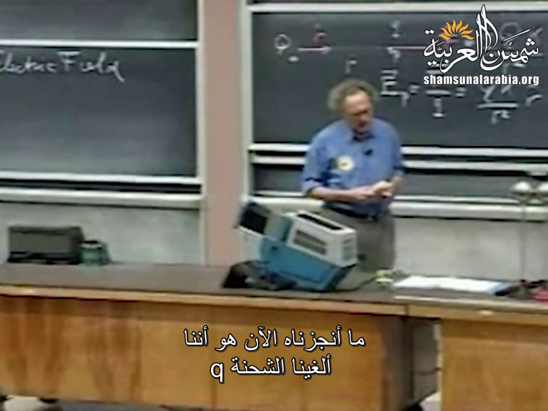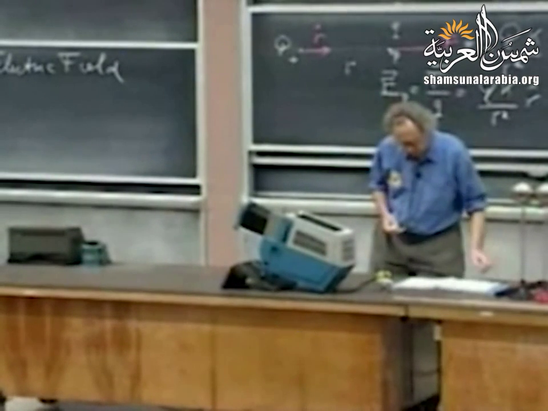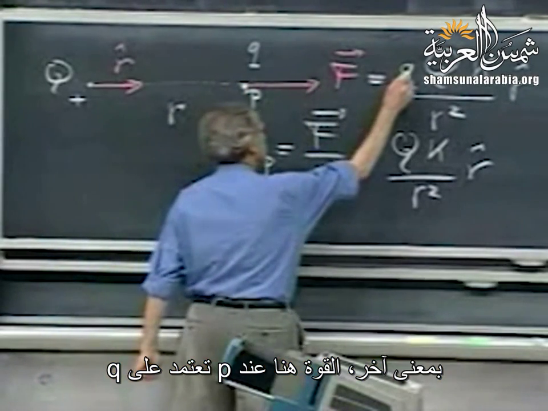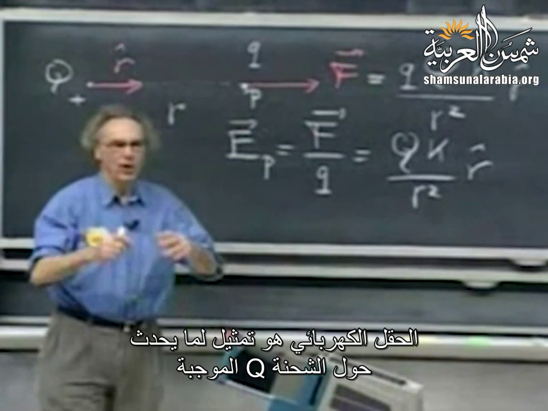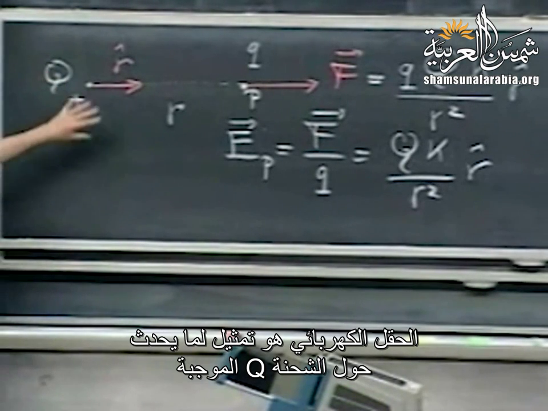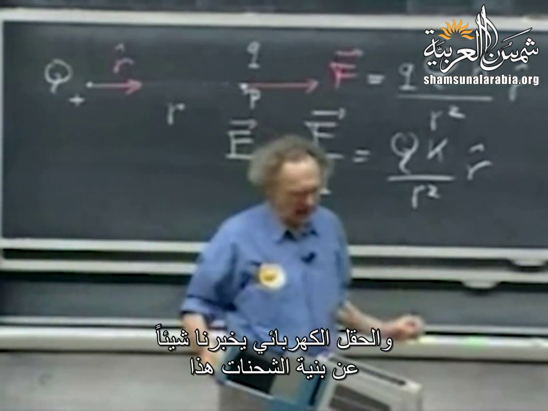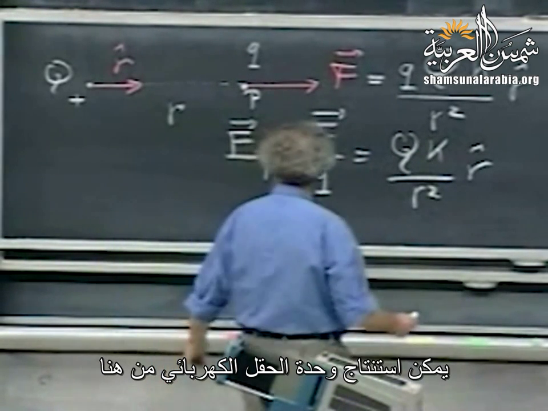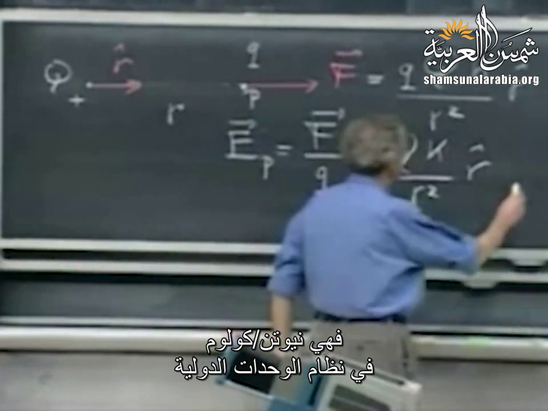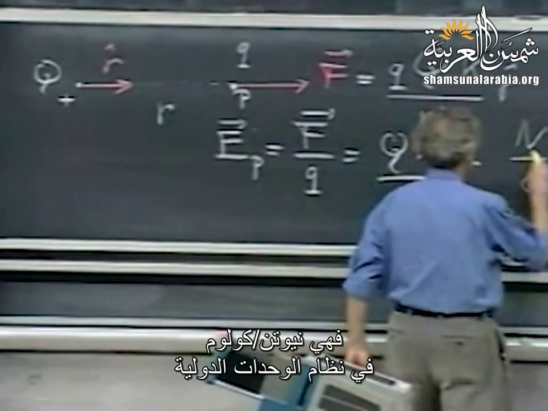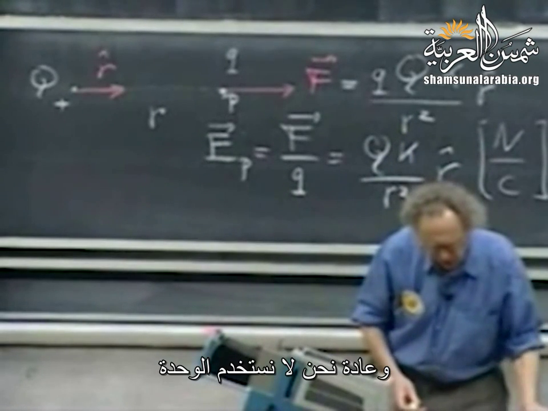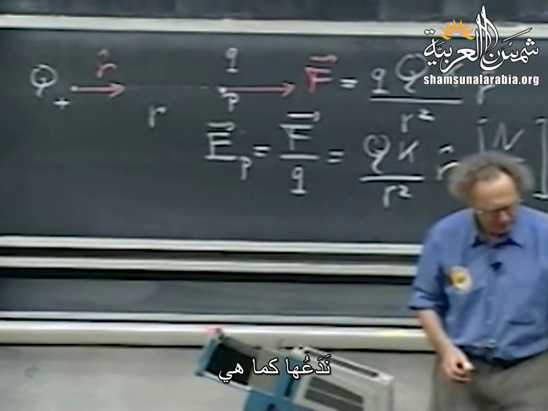What you have gained now is that you have taken out the little q. In other words, the force here depends on little q. The electric field does not. So the electric field is a representation for what happens around the charge plus q. This could be a very complicated charge configuration, and electric field tells you something about that charge configuration. The unit for electric field, you can see, is newtons divided by Coulomb in SI units. And normally we won't even indicate the unit. We just leave that as it is.